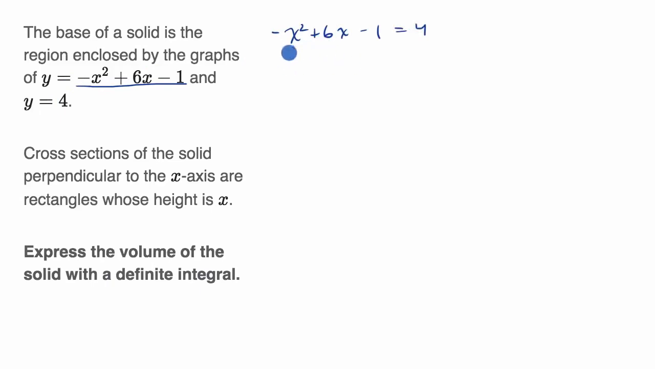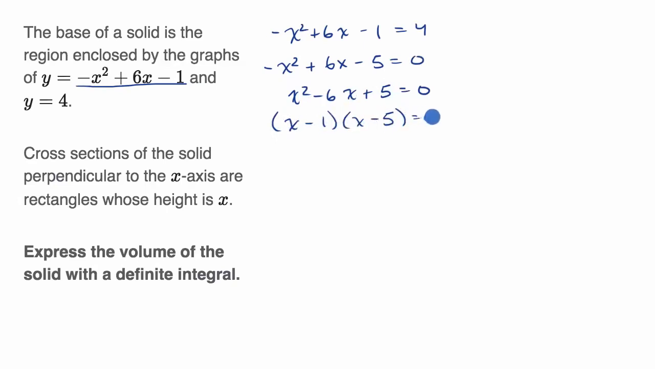And so if we want to solve for x, we can subtract 4 from both sides. Negative x squared plus 6x minus 5 is equal to 0. We can multiply both sides by negative 1. We will get x squared minus 6x plus 5 is equal to 0. And then this is pretty straightforward to factor. Negative 1 times negative 5 is 5, and negative 1 plus negative 5 is negative 6. So it's going to be x minus 1 times x minus 5 is equal to 0. And so these intersect when x is equal to 1 or x is equal to 5.